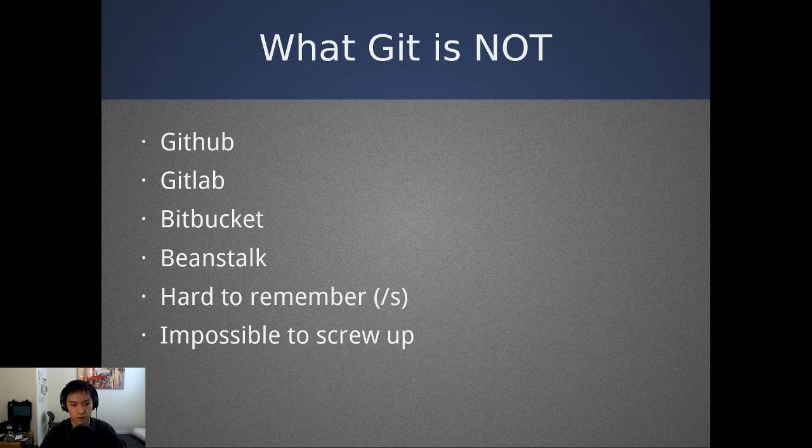So Gmail isn't email, right? It's not all of email because there are different email providers, for example, like Yahoo. So Gmail and Yahoo aren't email, just like GitHub and GitLab and Bitbucket and all the other providers aren't Git.